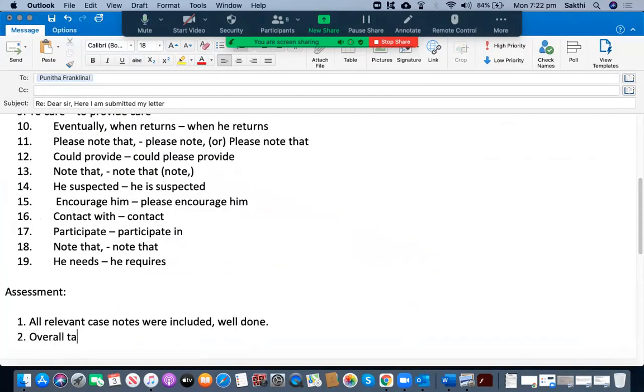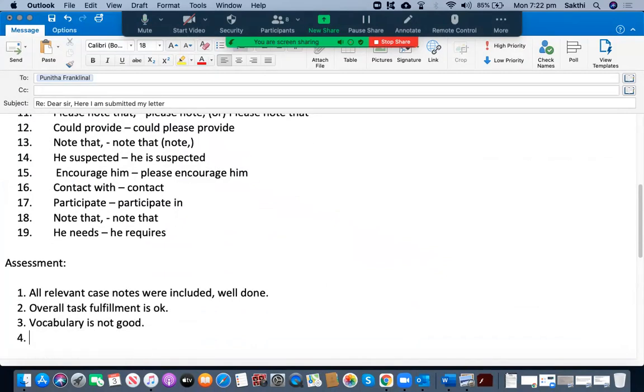Overall task fulfillment is okay. It's not that bad, but vocabulary is not good. You have to use more formal phrases. Some sentences are incomplete, as I already told you. They are incomplete and incorrect. You have to rectify those sentences. Use formal expressions, formal phrases and expressions. Try not to use the informal ones. Don't say "could you"; you have to say "could you please."